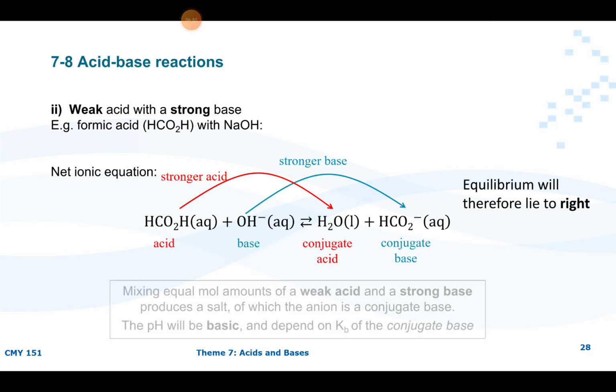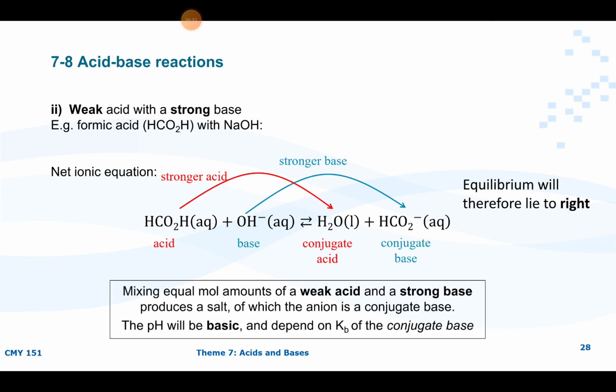And that means, however, if we were to mix equal mole amounts of formic acid and sodium hydroxide, so that we have the same concentration of the acid as well as the hydroxide base, these two will neutralize just based on stoichiometry. So 1 mole reacts with 1 mole. So we reduce the hydroxide, we reduce the acid, the equilibrium lies to the right anyway, but we are left with this relatively strong conjugate base, which hasn't been neutralized.